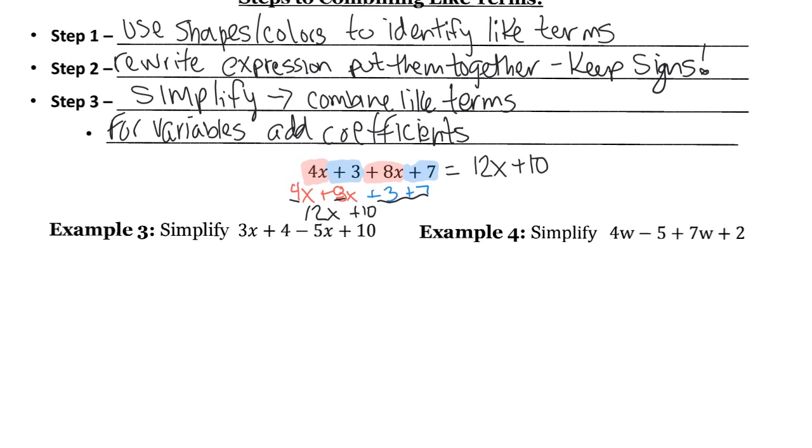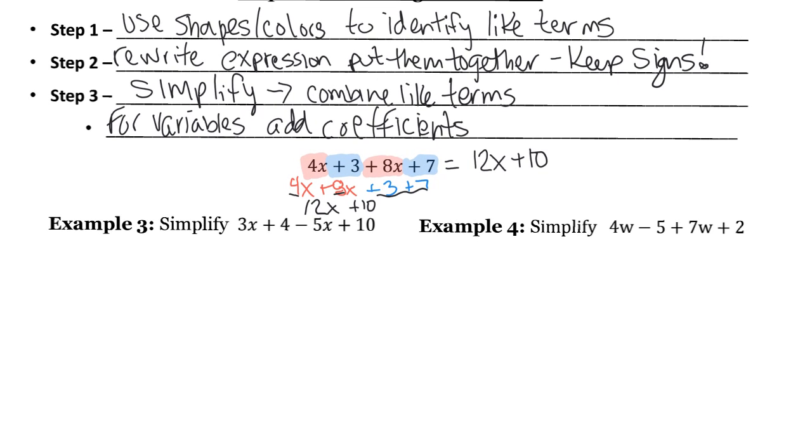Okay, so I'm just going to move this up a little bit so I give myself some more room. So step number 1 is to use colors or shapes to identify like terms. So I'm going to identify some like terms. So I want to find everything with an x in it. So I have 3x, and then I have minus 5x. I always highlight what sign or what operation that term has with it. So that way I know whether it's positive or negative when I go to rewrite it later. Okay, and I know 4 is a constant because it's just a number. So then also with it is just 10.